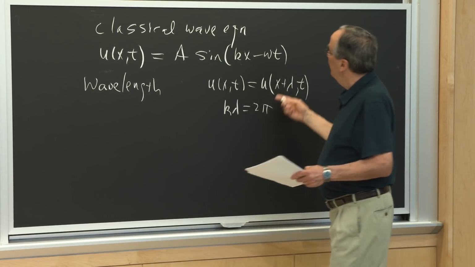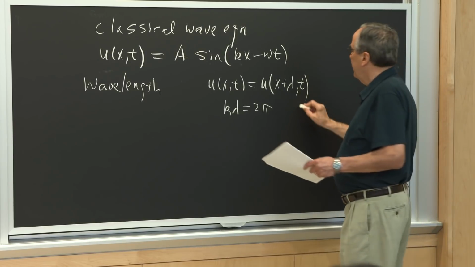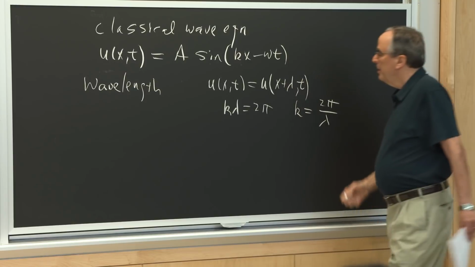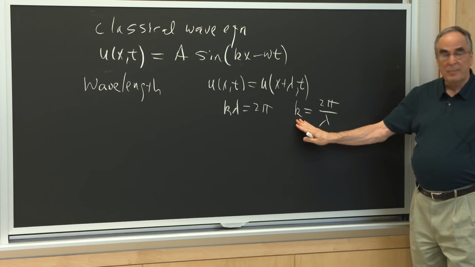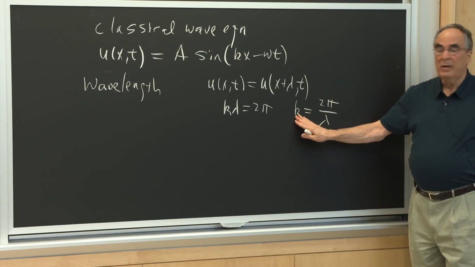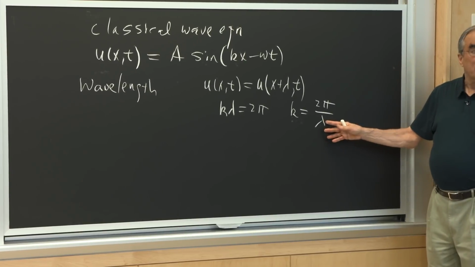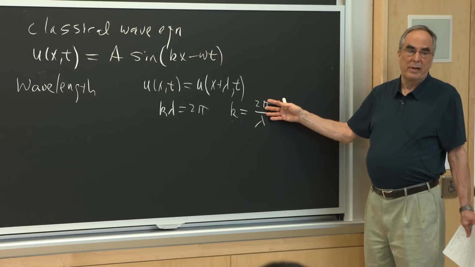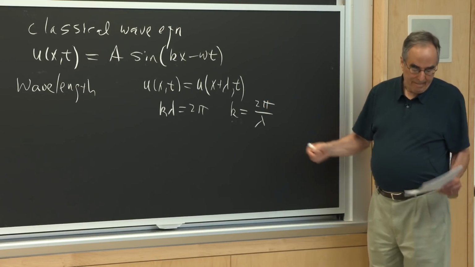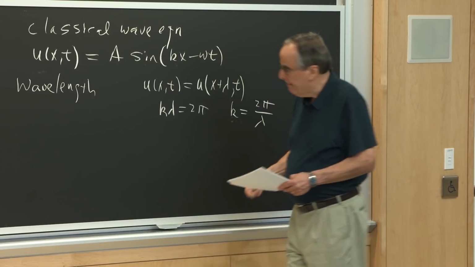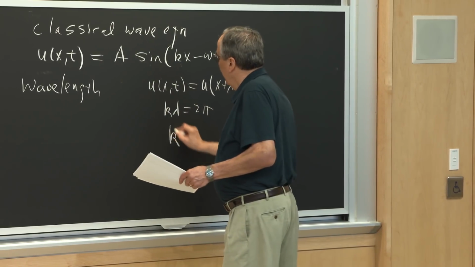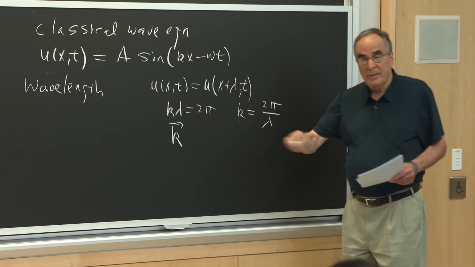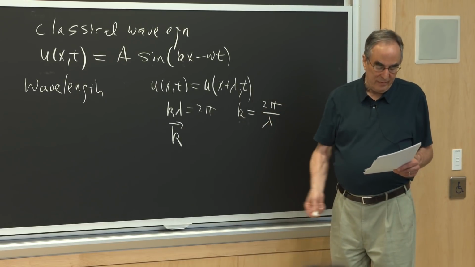So we know that the wavelength is the repeat distance, and k is 2 pi over lambda. It's called the wave number, and it's the number of complete waves that occur in 2 pi times the unit length. Now in 3D, we have a vector as opposed to a number, and that points in the direction of propagation of the wave.